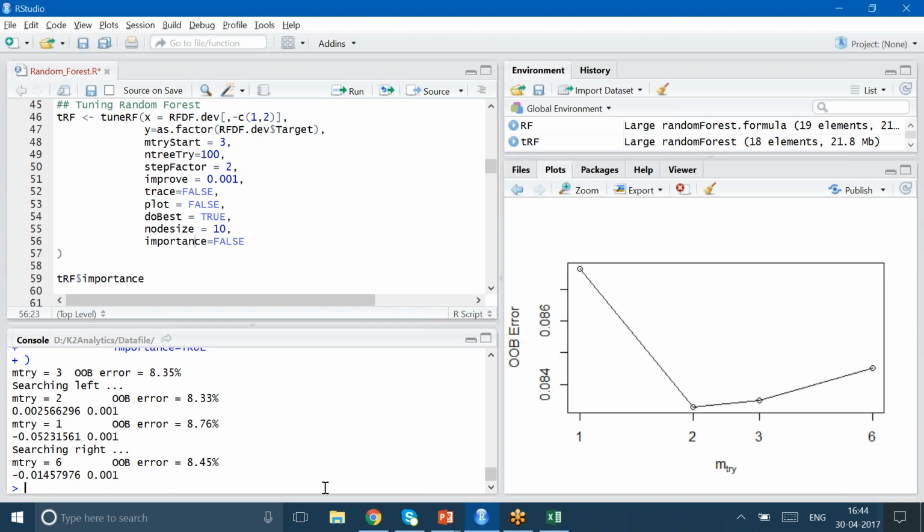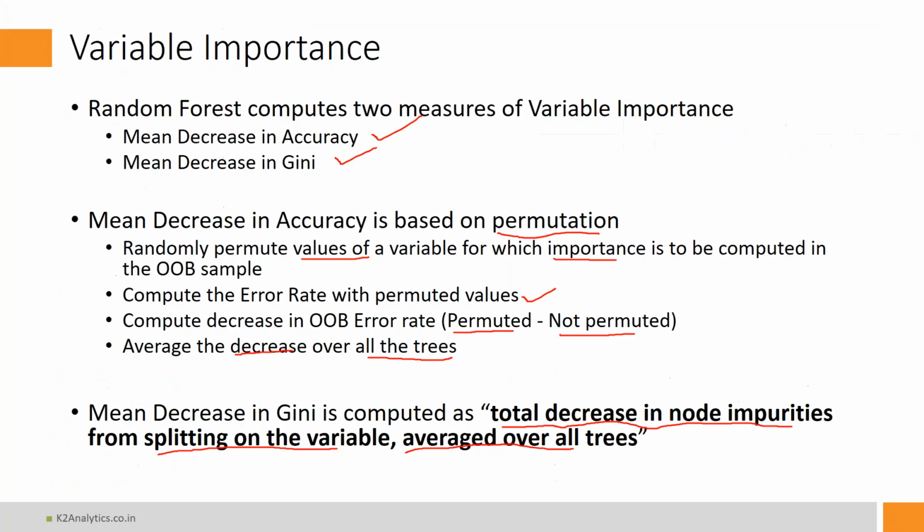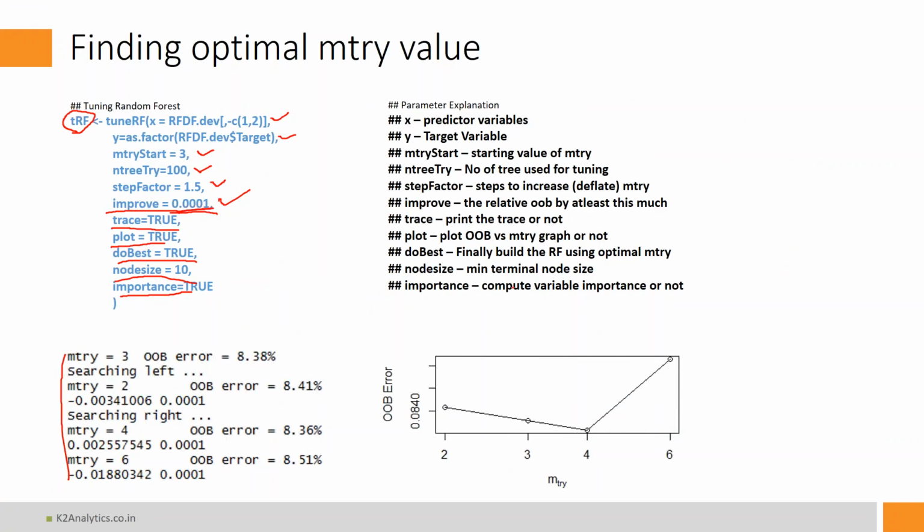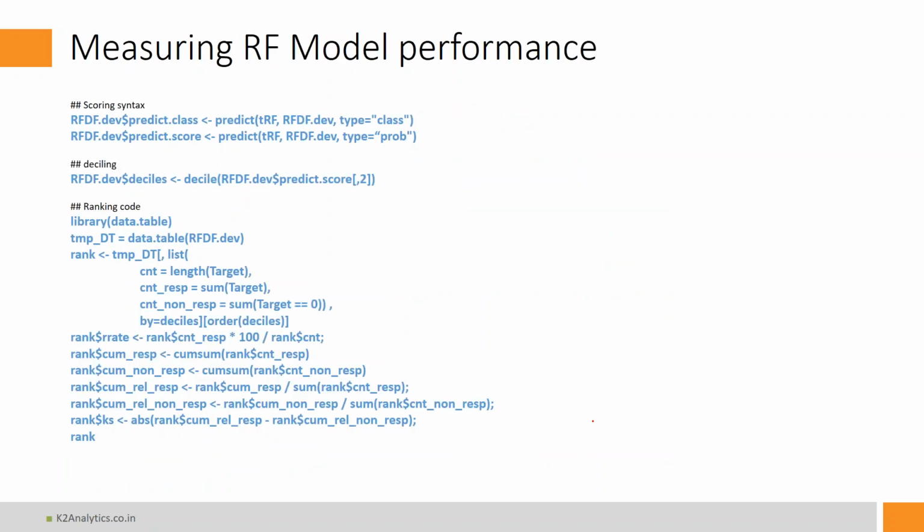So here the tune RF would have built my model. We saw the tuning step and we have seen this output. This is like a plot, and this plot shows that 4 is optimal. In our case, our data set is too small, and as such you will sometimes get 4, sometimes 6, sometimes 3. Don't bother about it. Optimal is always a range. Once you have got the tuning done, the tune RF is your final model.